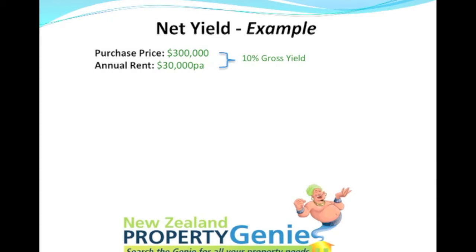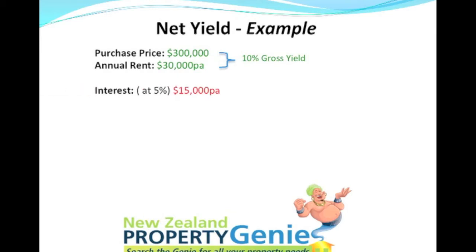So let's give you an example for net yield. First, remember, purchase price of $300,000, annual rent, annual gross income will be $30,000 per annum. This is 10% gross yield. Now, let's start deducting the expenses.